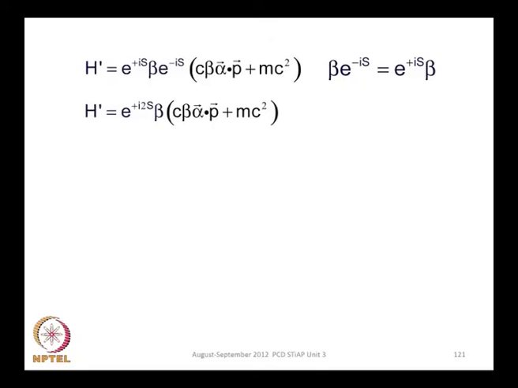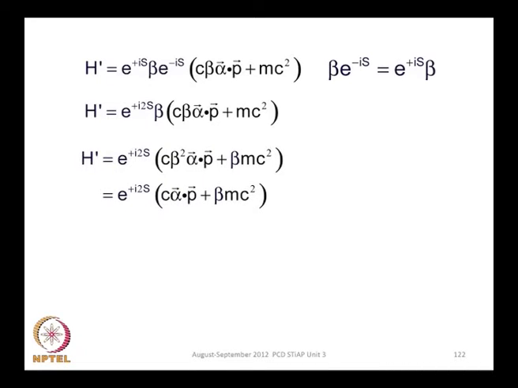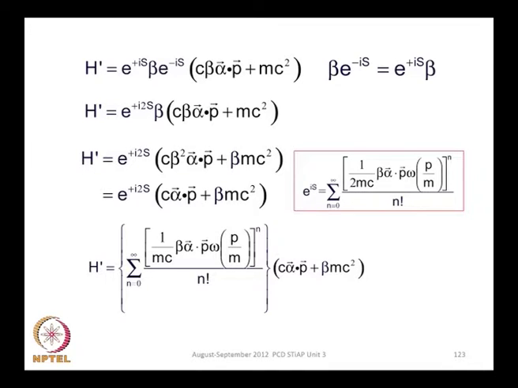And then you have got the c beta alpha dot p plus mc square. So now you have got e to the i 2s, but you know how to expand e to the i s. So e to the i 2s will just have this coefficient multiplied by 2. So instead of 1 over 2 mc you will get 1 over mc, and the rest of the expansion will be essentially the same. So you got 1 over mc instead of 1 over 2 mc, and then the rest of the expansion, followed by c alpha dot p plus beta mc square. Now, this is your transformed Hamiltonian.